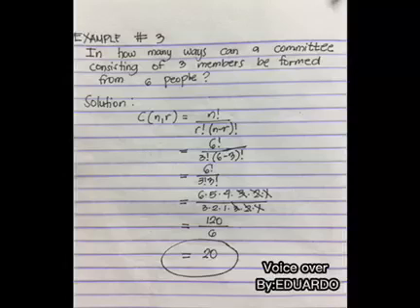Example 3. In how many ways can a committee consisting of 3 members be formed from 6 people? Solution. nCr is equal to n factorial over r factorial times n minus r factorial, which is equal to 6 factorial over 3 factorial times 6 minus 3 factorial, which is equal to 6 factorial over 3 factorial times 3 factorial, which is equal to 6 times 5 times 4 times 3 times 2 times 1 over 3 times 2 times 1 times 3 times 2 times 1. Eliminate 3 times 2 times 1, which is equal to 120 over 6, which is equal to 20.